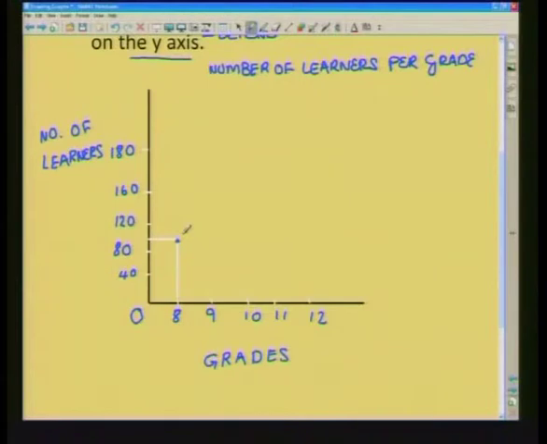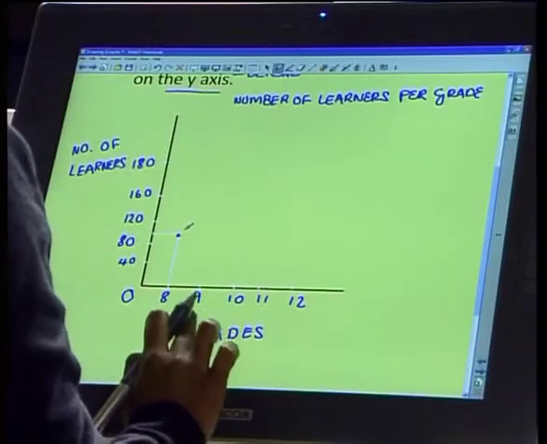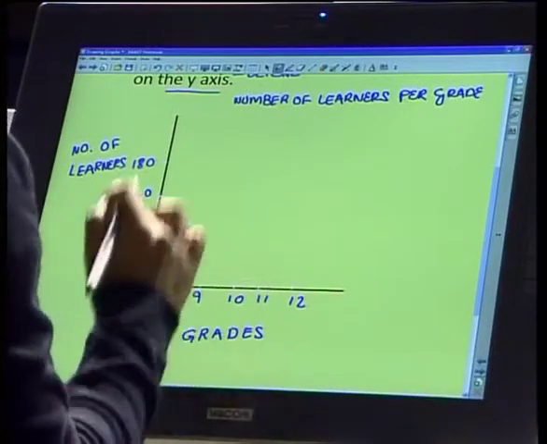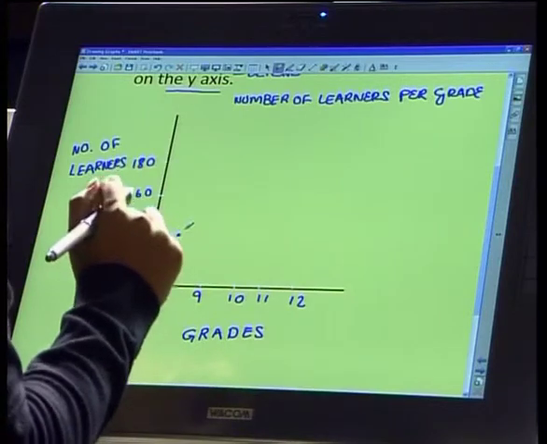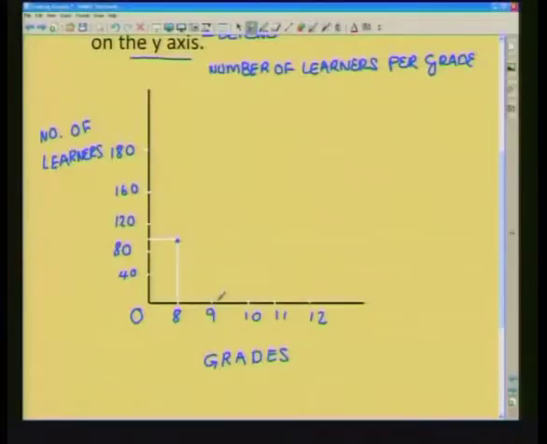So similarly, we'll go through all the points and we'll put little dots where the value on the x-axis and the value on the y-axis intersects. So if we go to grade 9 now, there we have 120 learners. So doing exactly the same thing, you go across on the x and the y-axis, and where they meet is where your dot will be. So in grade 9, we depict 120 learners.